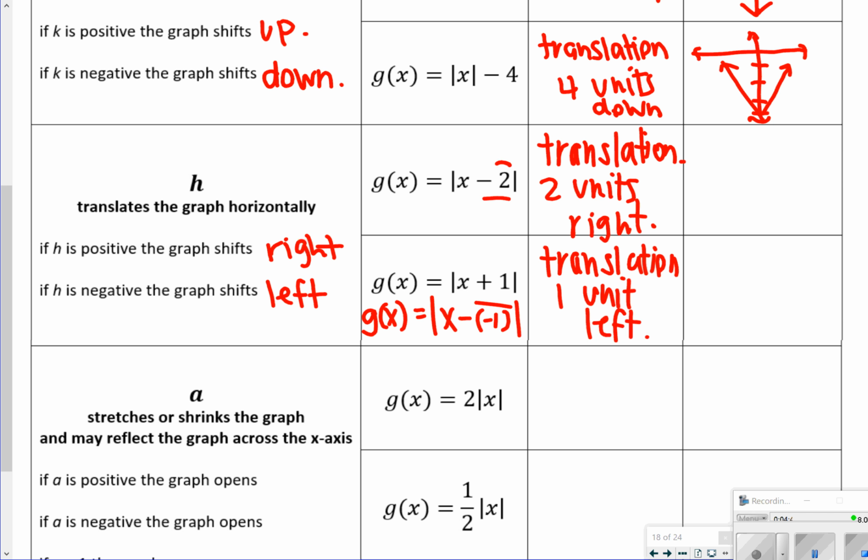So that would mean a translation 1 unit to the left, because the 1 is negative. Okay, so this 2, you're basically just looking at it like that. It's a positive, it's going to go right. This one, though, can be a negative. So basically you're just thinking opposite there.